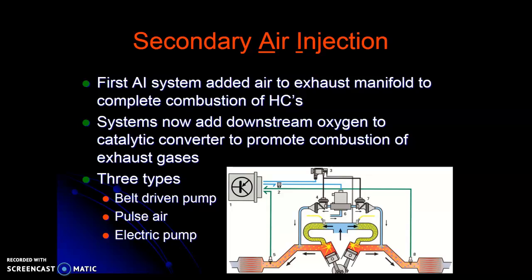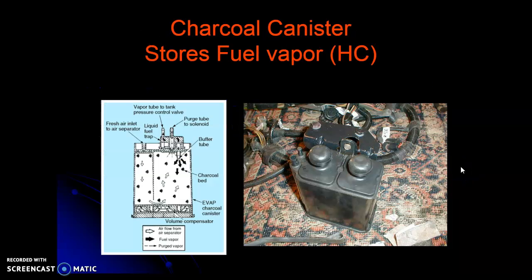So three different types. We have belt-driven pump, pulse air, and electric pump for secondary air. But basically we're taking atmospheric air and it's going to be injected into the exhaust system. And again, there's diverter valves that help for the exhaust. So the exhaust is pushed up out of that system.